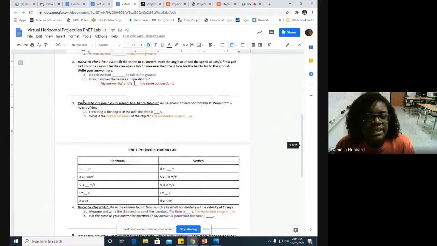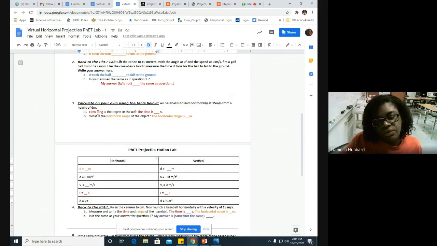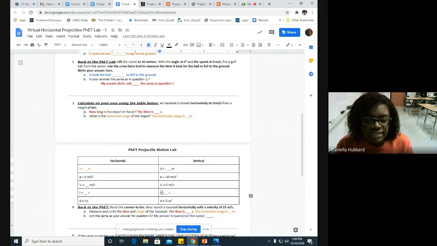Number 3, it says calculate your own using the table below. If you see the table here, and if you paid attention to last week's lessons, and even on Monday, you've seen this table to help you organize the information for your projectile motion problems. You have your horizontal and you have your vertical, okay? I also color coded what they're asking you to solve for, and I have it also in this table.